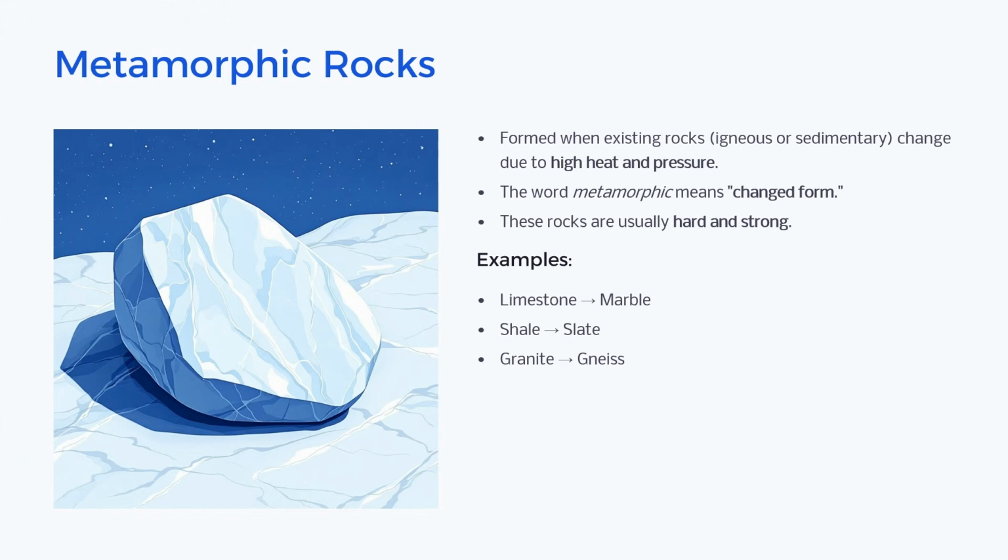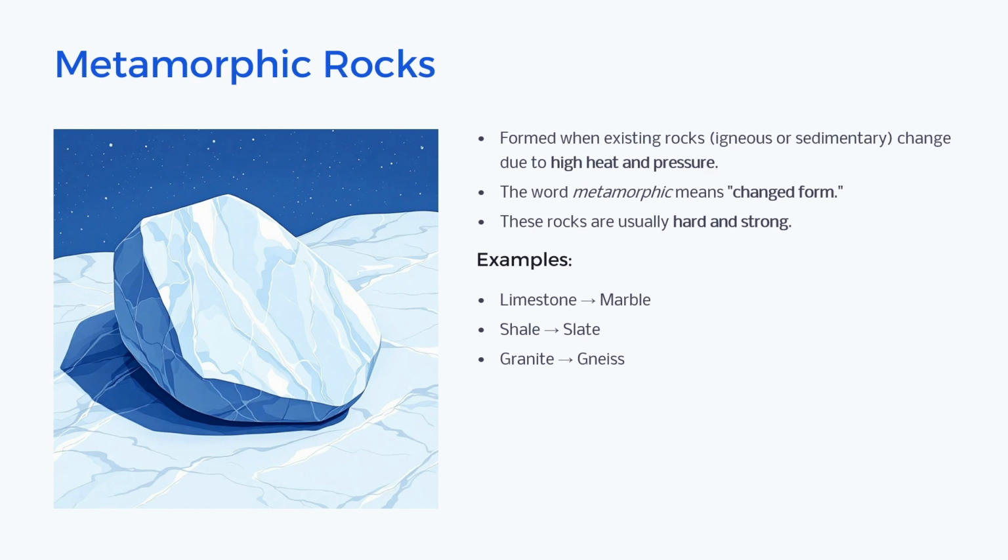Next comes metamorphic rocks. Metamorphic rocks are formed when existing rocks, igneous or sedimentary, change due to high heat and pressure. The word metamorphic means changed form. These rocks are usually hard and strong. The word metamorphic itself expresses that it means a changed form.